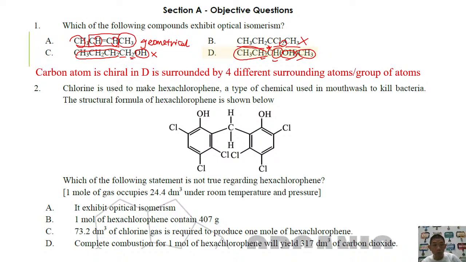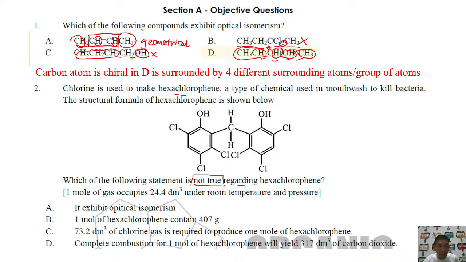Okay, then we go to question number 2. Chlorine is used to make hexachlorophene, a type of chemical mouthwash to kill bacteria. The structural formula of hexachlorophene is shown below. Which of the following statements is not true? Please be careful with the term "not true". If you have a highlighter, highlight it, because we want the statement that is not true regarding hexachlorophene.